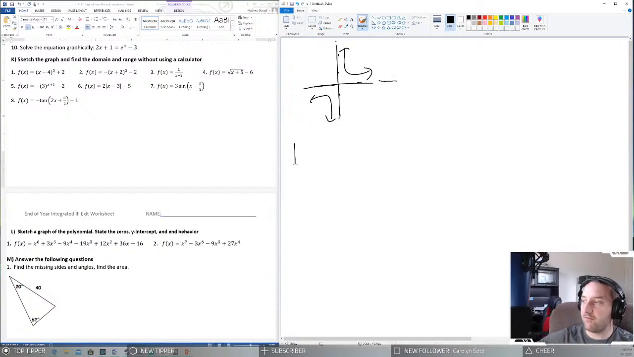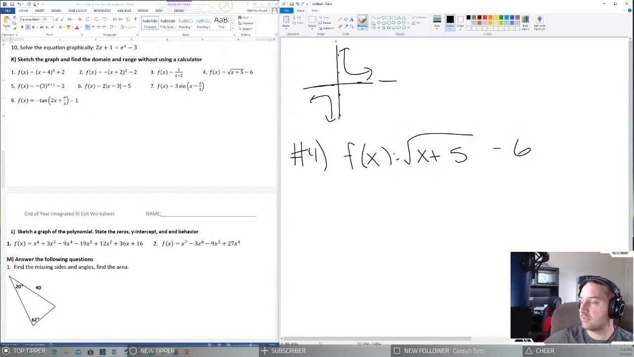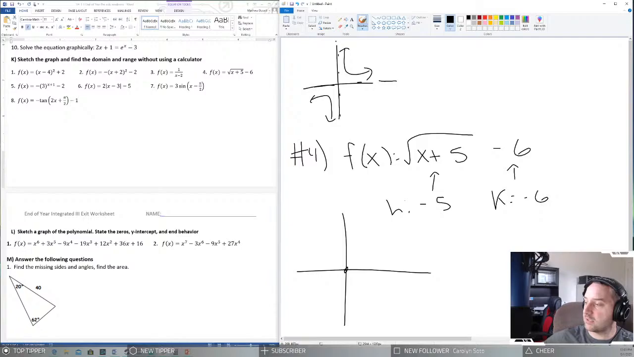So for example, on number 4, if I have f of x equals the square root of x plus 5 minus 6, I have a horizontal shift of negative 5, and then I have a vertical shift of negative 6. And so my graph normally starts at 0, 0, but it's going to shift over negative 5 spaces, and then down 6 spaces, and then that's the shape of my function.